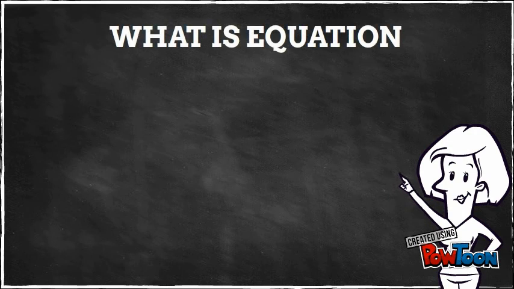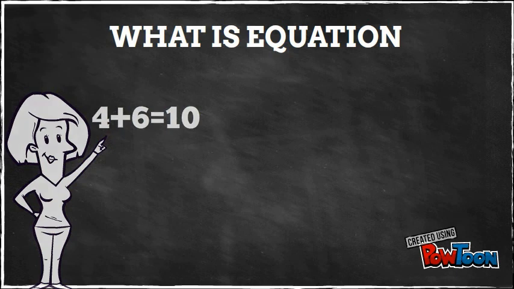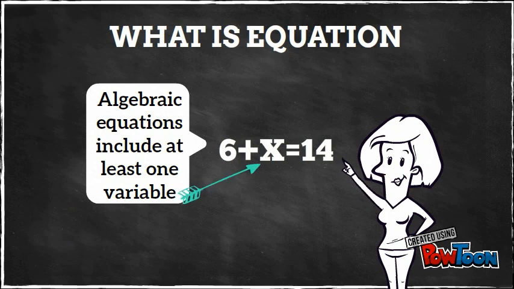What is an equation? Equations are statements that say that two quantities are equal. For example, 4 plus 6 equals 10. This equation includes only numbers. Algebraic equations such as 6 plus x equals 14. This equation includes one variable.